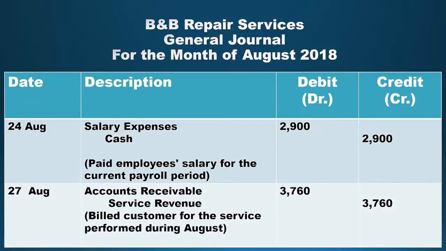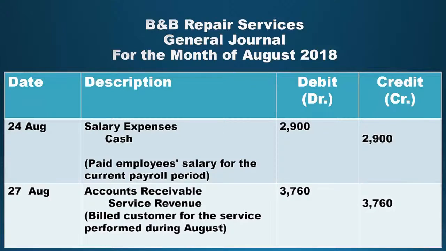To record this, we debit salaries expense for $2,900 to reflect the payroll cost. Credit cash for $2,900 to show the payment. The narrative for this entry is paid salaries to employees for the current payroll period.